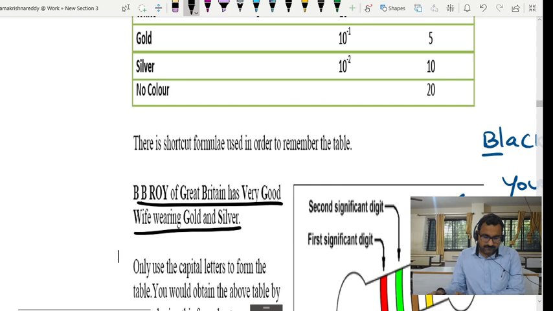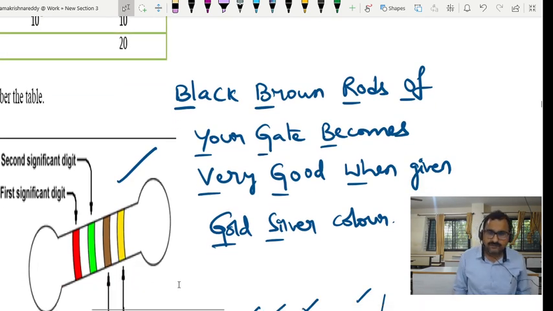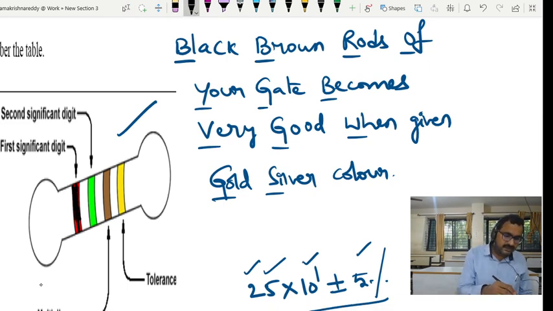And now we can write it in the other way. How can we write that one? To remember the colors: black brown rods of your gate becomes very good when given gold and silver color. So when you see the resistor, these four colors appear. This is the first significant digit, the second significant digit, and the third one the decimal multiplier. The fourth one is called the tolerance. So this is the order. Remember that one clearly.